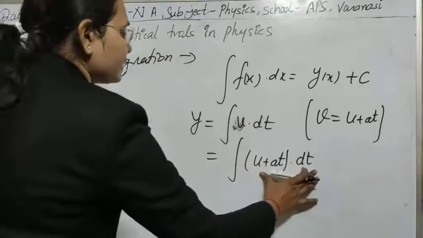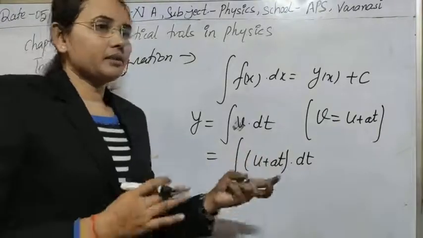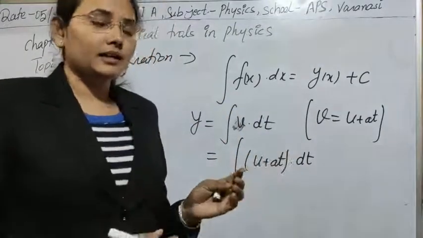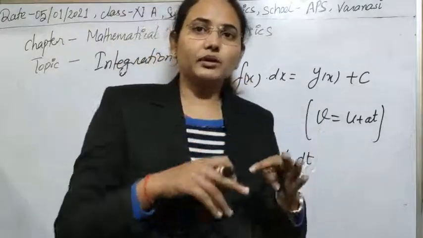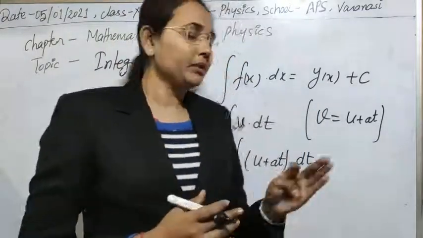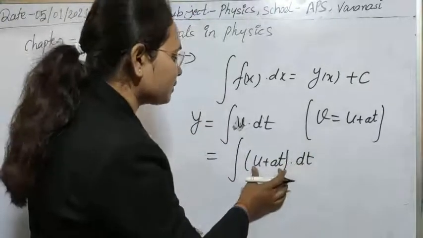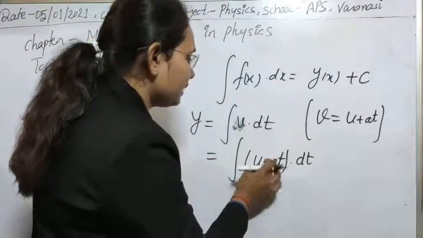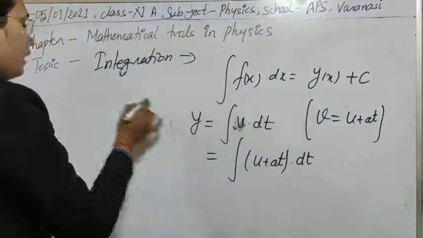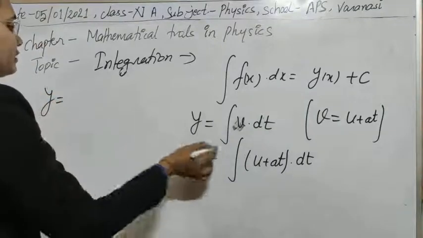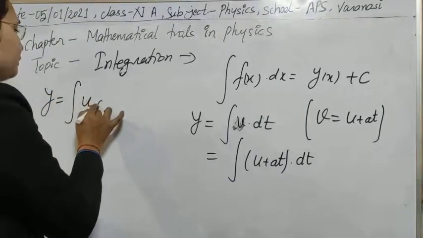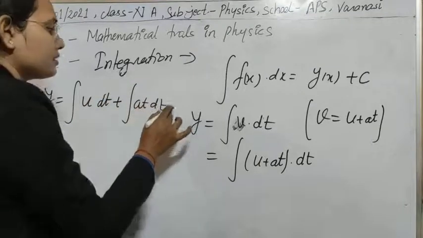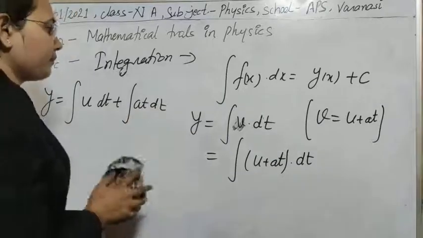Now, in the same way as differentiation of a plus b, you first differentiate a, then put a plus sign, and then differentiate b. In the same manner, if integration of a sum like this is given, you have to integrate u plus integrate at. So you can write y is equal to integration of u dt plus integration of at dt. This is the way in which you can integrate it.